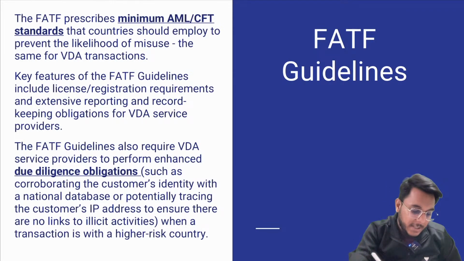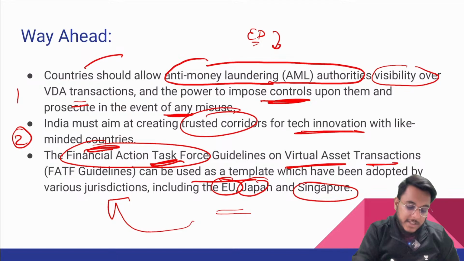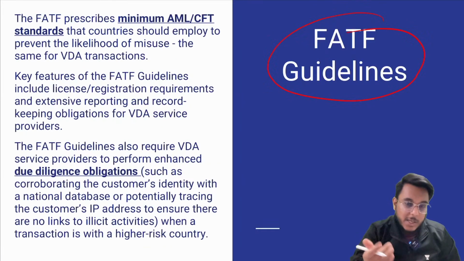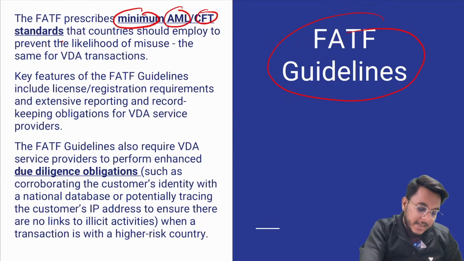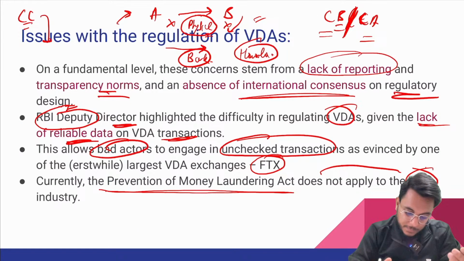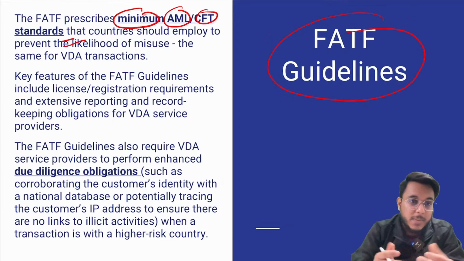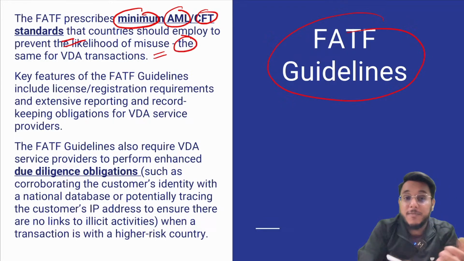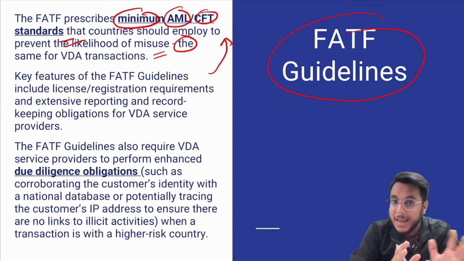The next thing in this direction is the Financial Action Task Force guidelines. Let's discuss them, because we have said that FATF guidelines can be used. So what are these guidelines? The Financial Action Task Force prescribes minimum AML and CFT standards. AML stands for anti-money laundering, and CFT is countering the financing of terrorism. It has been provided that if there is misuse of virtual digital assets, then all the countries need to apply these standards.